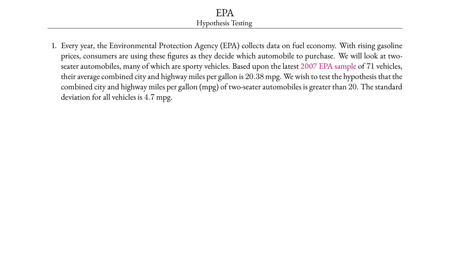The variable that we are interested in this case is miles per gallon, and we let x be the number of miles per gallon. Now, the hypothesis test is the test about the population, so it is the test about all vehicles in this case. Specifically, we assume that this is all two-seater automobiles. We were given that the standard deviation of all vehicles is 4.7 miles per gallon, so sigma is known.